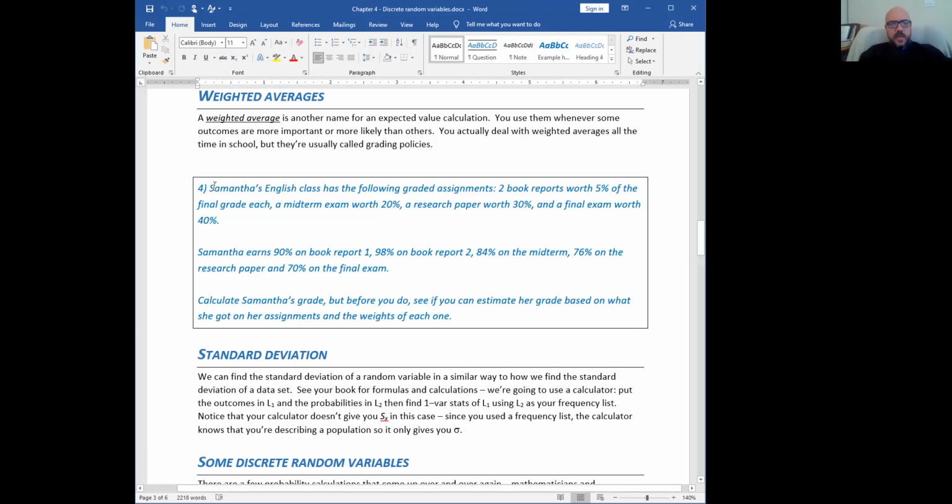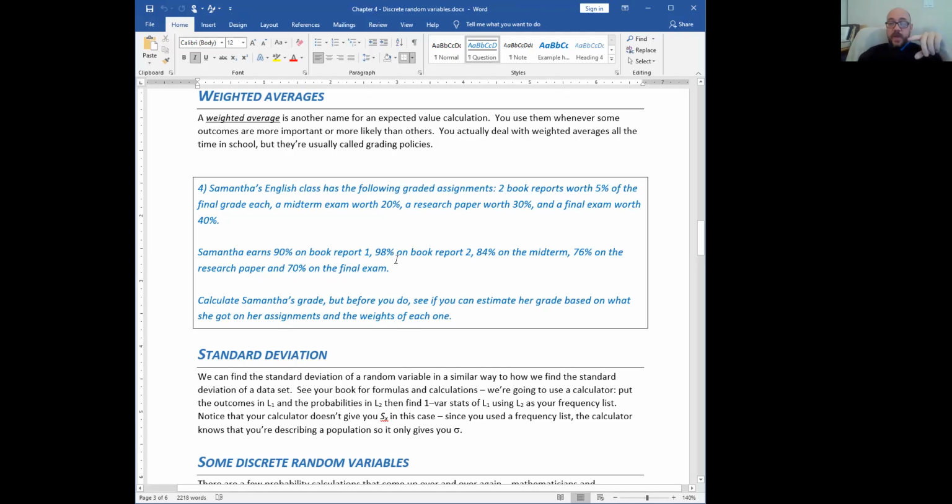All right, so here we've got this person's English class. They've got 2 book reports worth 5% each, a midterm worth 20%, a research paper worth 30%, and a final exam worth 40%. And here are her grades: 90%, 98%, 84%, 76%, and 70%. And we want to calculate her grade.